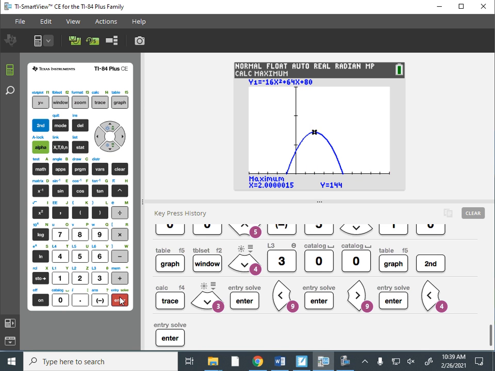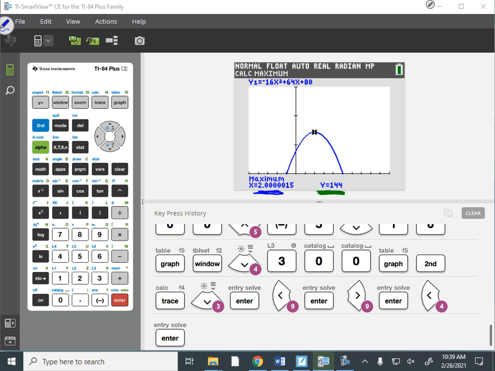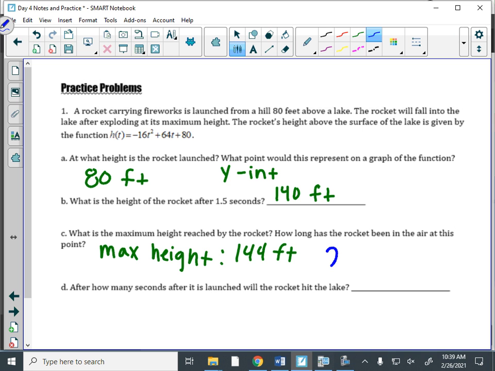So the maximum height is about 144 feet. Right? The height is always the y value. So the max height is 144 feet. The x value tells you how long, and the x value is saying around 2 seconds. So it took about 2 seconds to reach the height. So the maximum height is 144 feet, and it took about 2 seconds to get there.